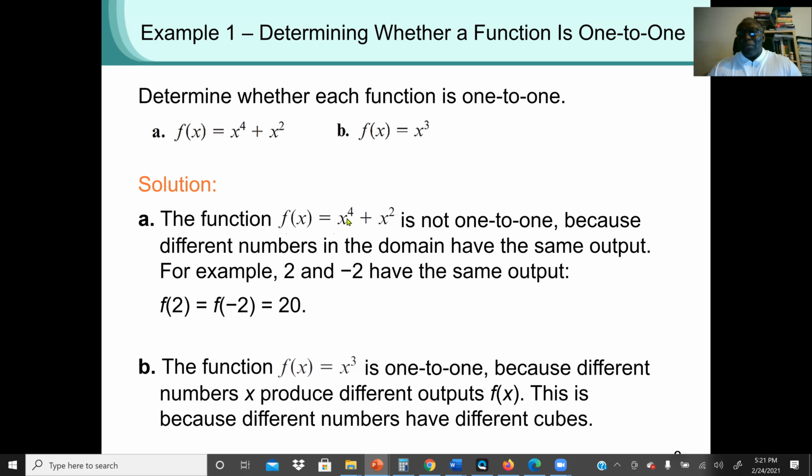Because any time the exponent is an even number, when you have a negative value, the square is positive. So 2 squared is 4, and -2 squared is also 4. But for B, the function f of x equals x cubed is one-to-one. Because if I put 2 here, I will get 8. If I put -2, I'll get -8. So I'll get different values for each input value.